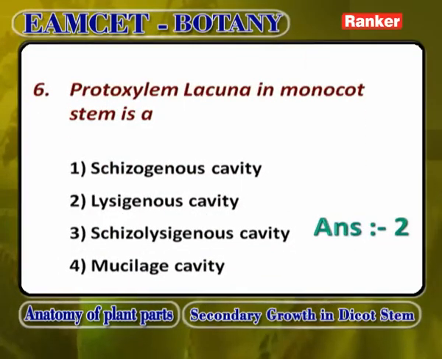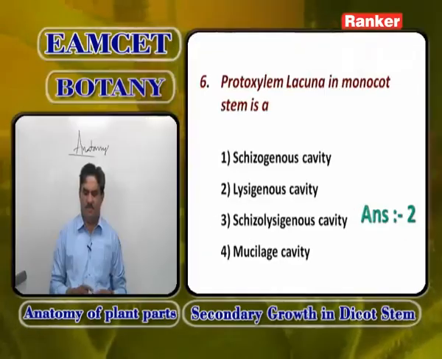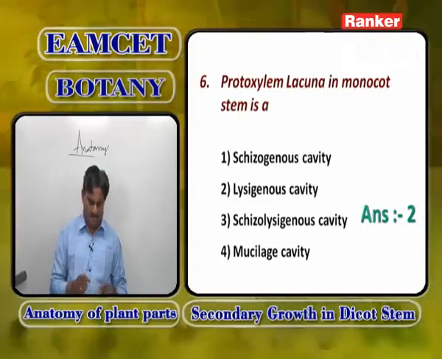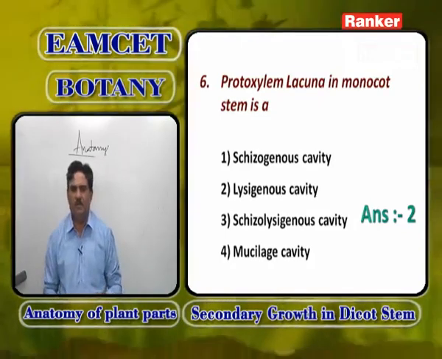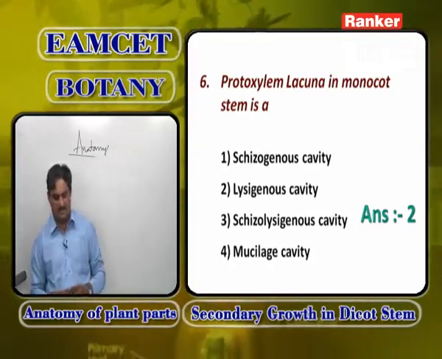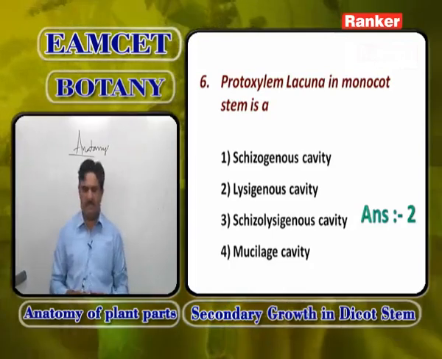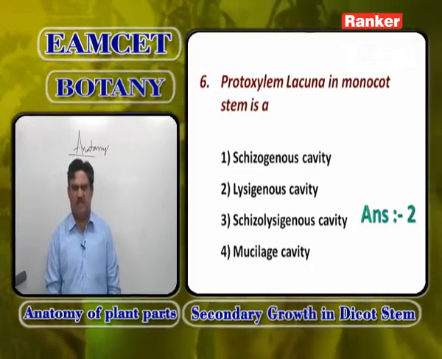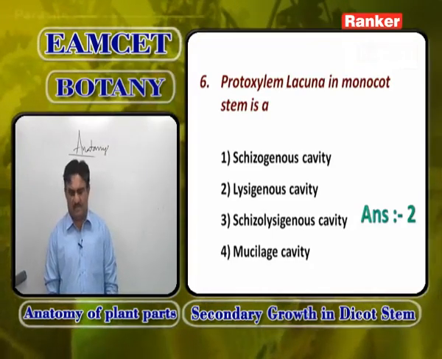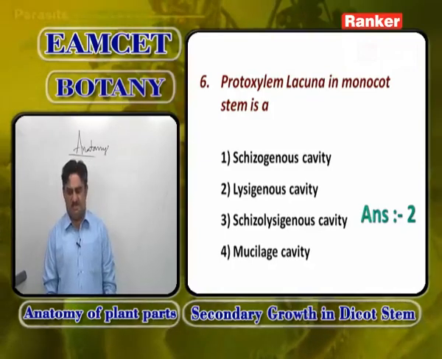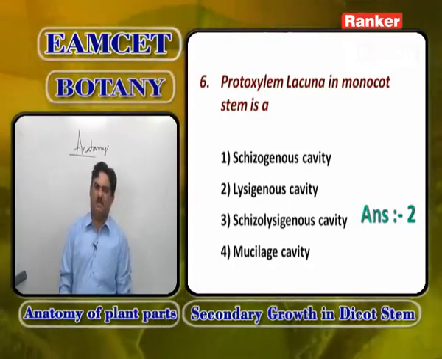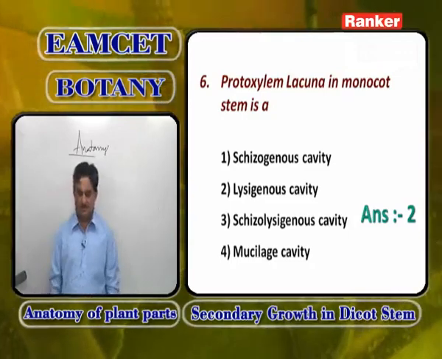Protoxylem lacuna in a monocot stem is formed by the disintegration of cells, not by the expansion of intercellular spaces. The protoxylem lacuna, or lysigenous cavity, present just below the protoxylem vessels, is formed by the disintegration of cells. Hence it is not a schizogenous cavity, not a schizolysigenous cavity, not a mucilaginous cavity; it is basically a lysigenous cavity formed by the breakdown of cells. So the answer is 2.